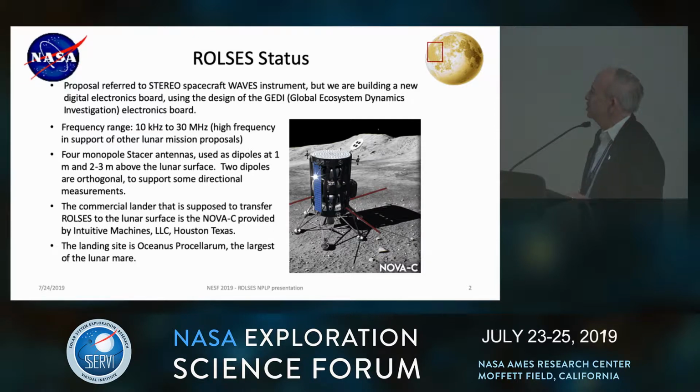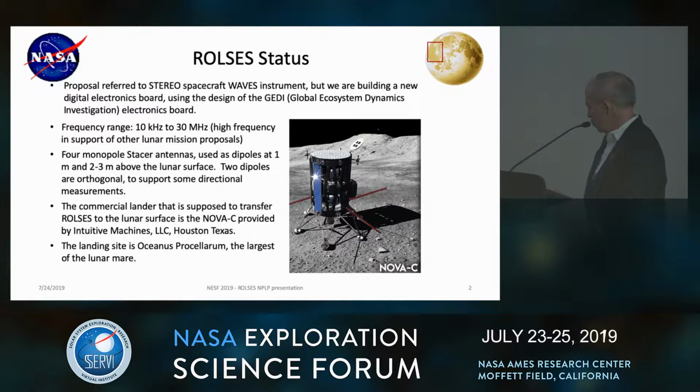As a status, the proposal referred to the STEREO spacecraft WAVES instrument, but we're building the digital electronics using the design of the Global Ecosystem Dynamics Investigation board, which is an experiment on the International Space Station. Frequency range of 10 kilohertz to 30 megahertz. But these high frequencies are intended to provide support for other lunar radio mission proposals.